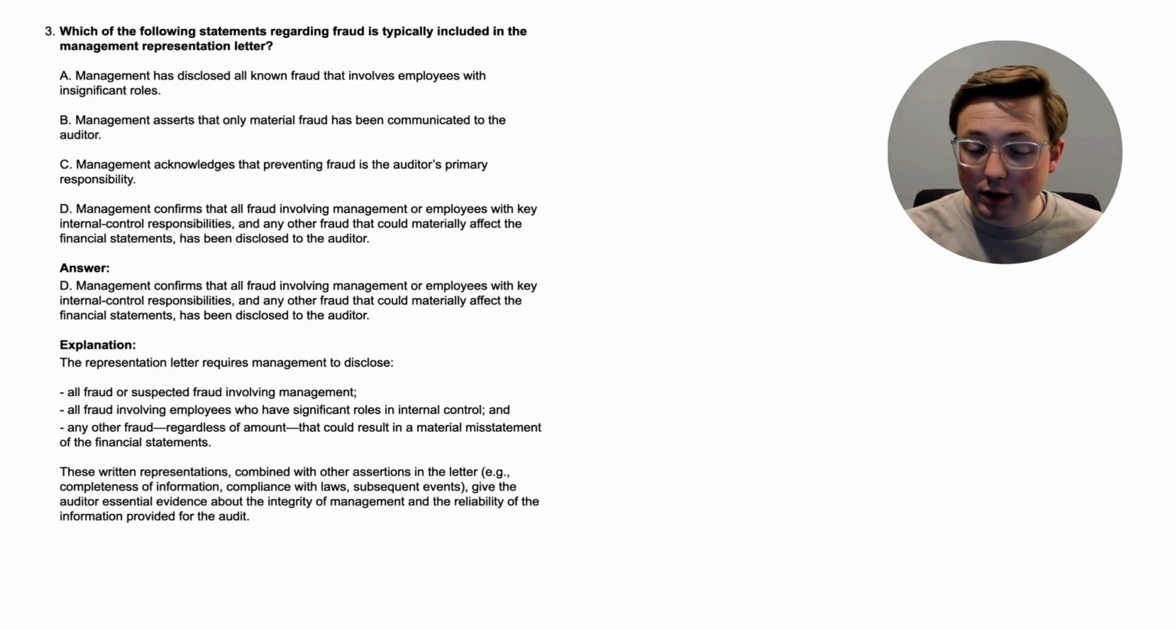So immaterial fraud that didn't have anything to do with management or employees with significant roles in internal control would actually not be reported. So you only report all fraud when it comes to management and employees who have significant roles in internal control, and material fraud for other employees.